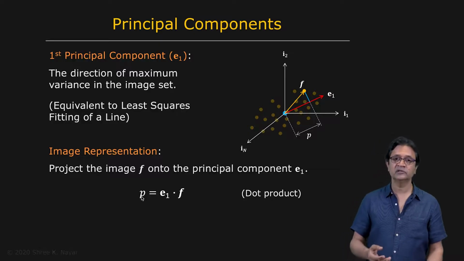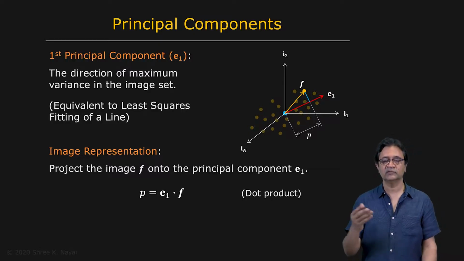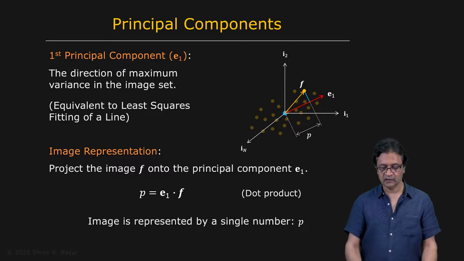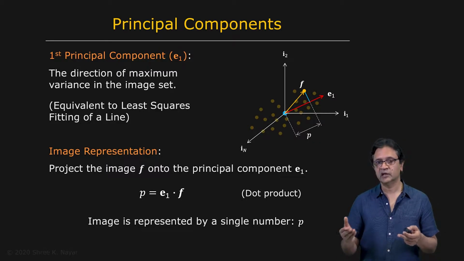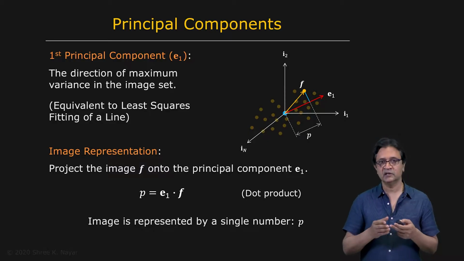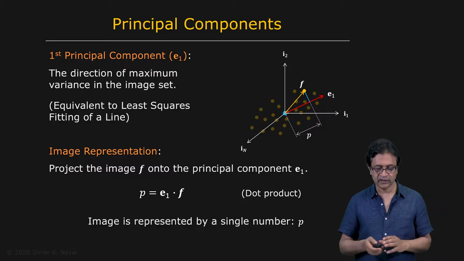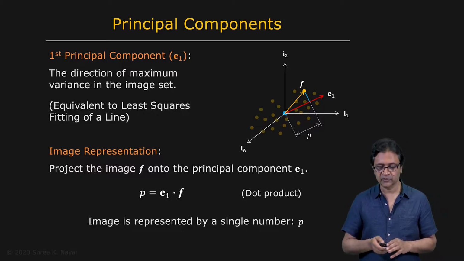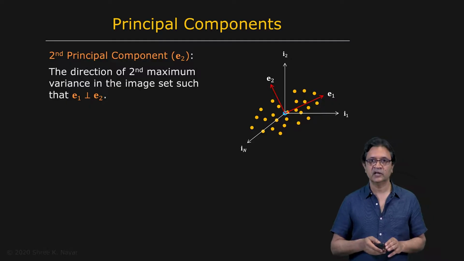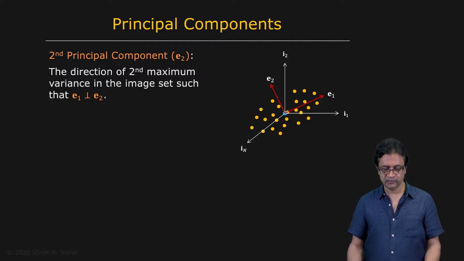And that now becomes a representation of that image with a single number p. So every image is now represented as a single number. That's what the first principal component gives you. And you are actually representing it with a number that has some meaning to it. It is along the direction of maximum variance. Okay, very clearly, a single number is not going to be good enough for most applications. So now we can talk about the second principal component.